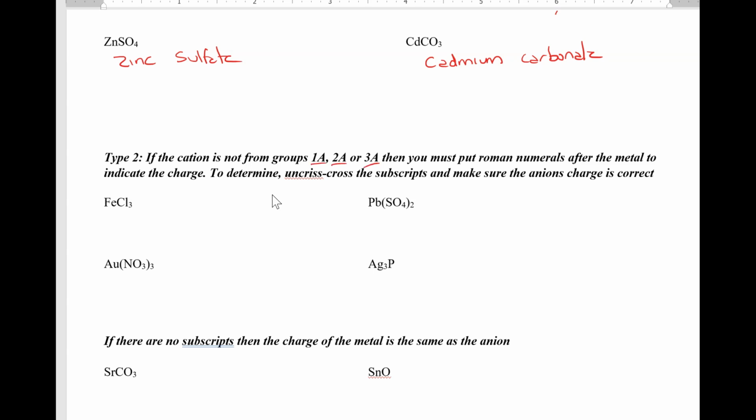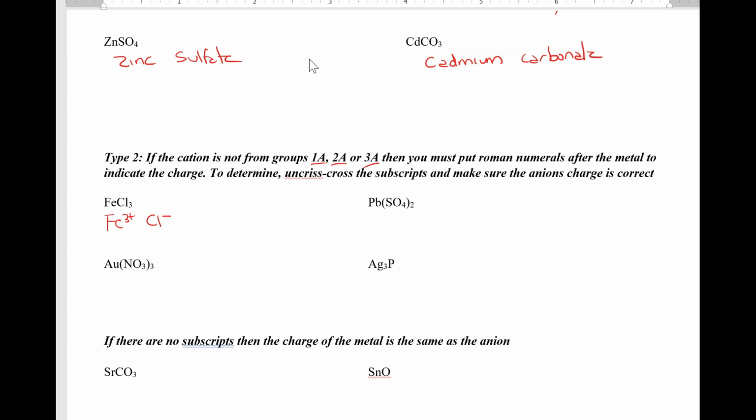Now, the other kind is what happens if they're not 1A, 2A, 3A, or ZAC? What do you do then? In those situations, you actually have to do some detective work because you need to figure out what the Roman numeral is, because that's necessary for the name. Where the previous ones were really easy, this requires a little more thinking. So you're going to start by crisscrossing. How do you crisscross? Well, the 3 goes back up here. Remember, it belonged to the iron. That's how you crisscross. And since there's no number here, you assume chloride is a -1.